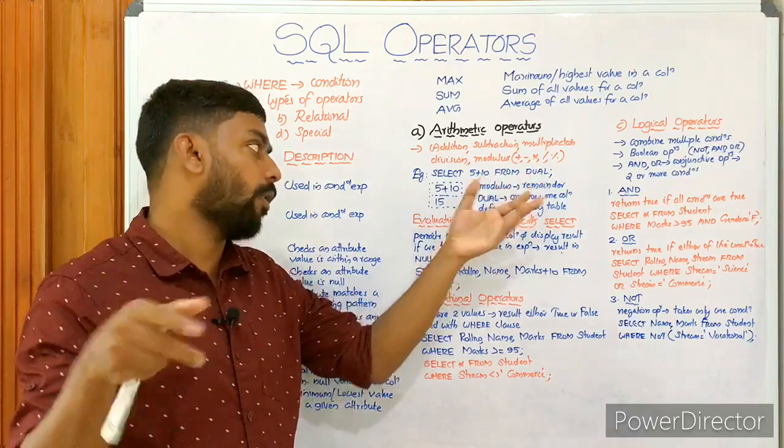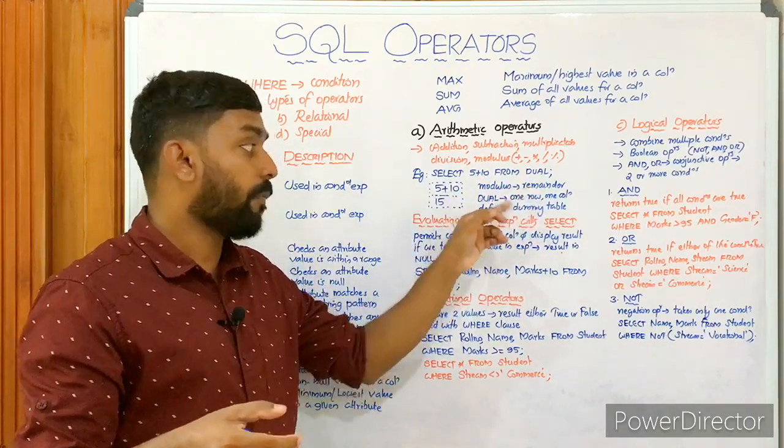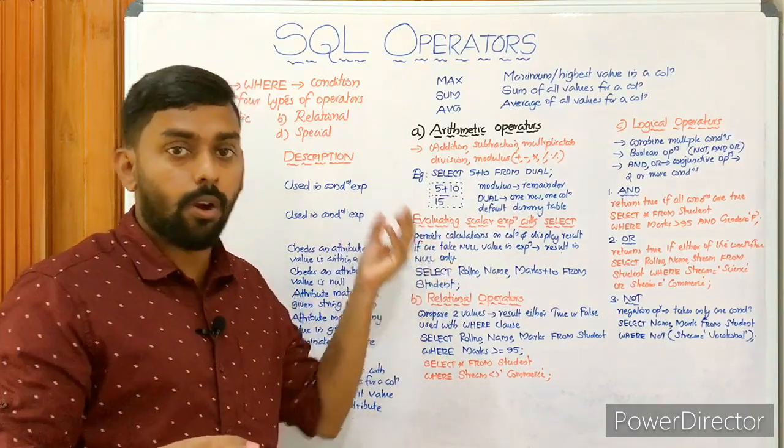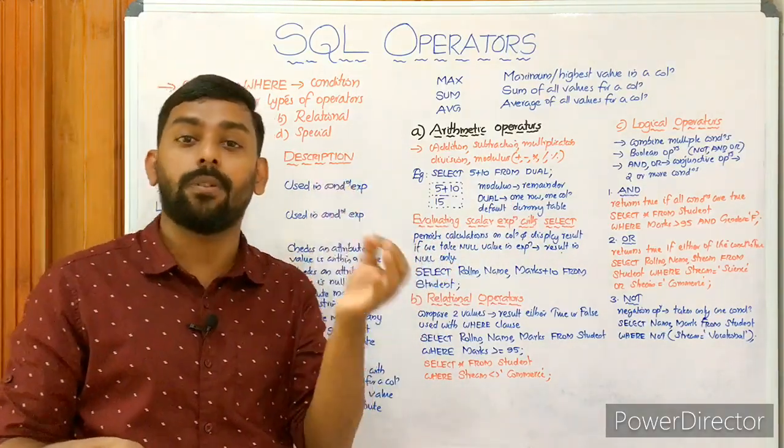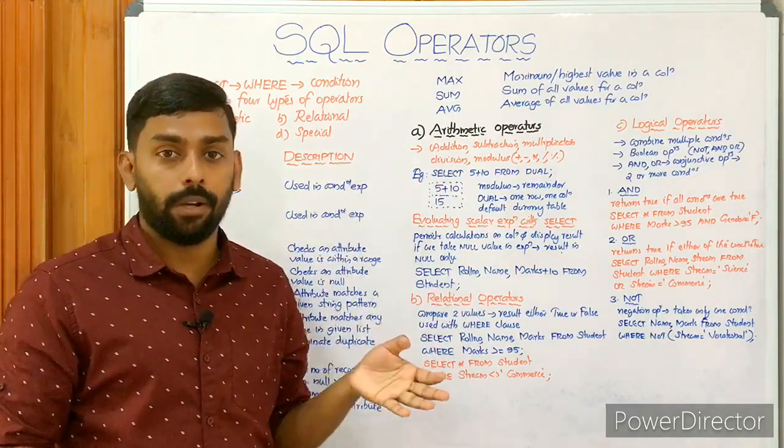Then modulus always returns the remainder value, and dual is a one row, one column default dummy table. It's a one row, one column default table. Of course, it's a dummy table, okay. So this is how we can apply arithmetic operators.